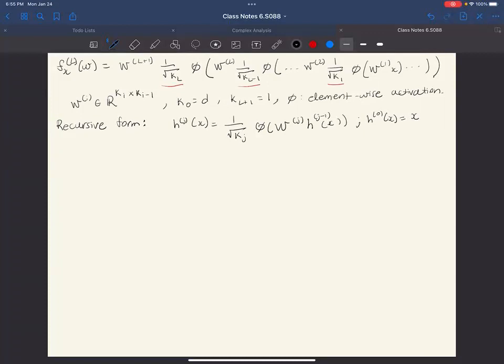Then f_L at x and W is just exactly W_{L+1} times h_L of x. Here I'm going to let my indices j run from 0 to L. We already have the initial condition 0, so I'll just consider j from 1 to L.